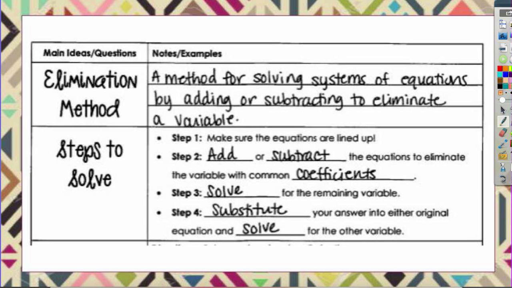So previously I just asked you what it meant to eliminate something, and hopefully you said something along the lines of to get rid of. We need to make something cancel out here. That's going to be our big goal. So some steps to doing that.